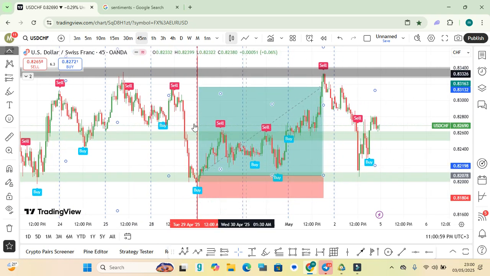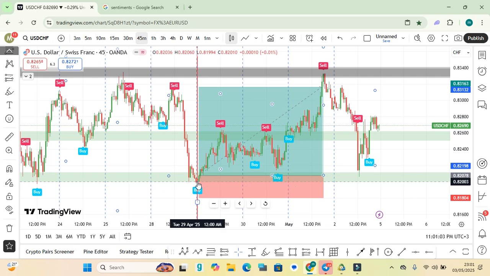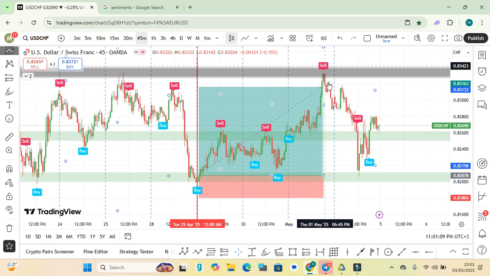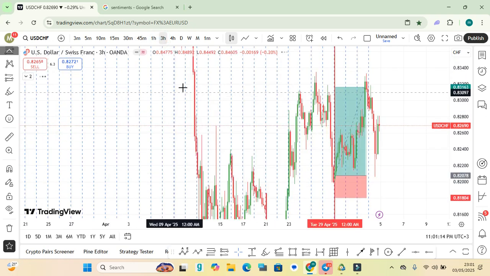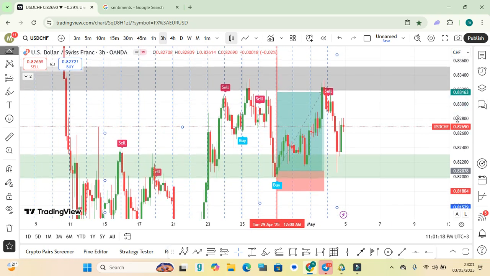This is a complete signal. You see, it started from Tuesday, Wednesday, till Thursday. After hitting this level, price is rejected going down. So this is a system that even someone who doesn't know anything about forex can use.